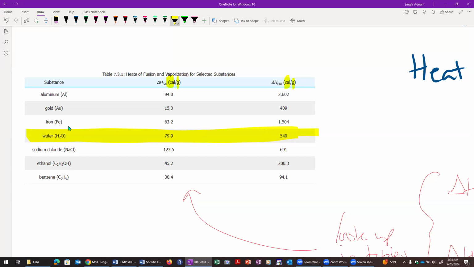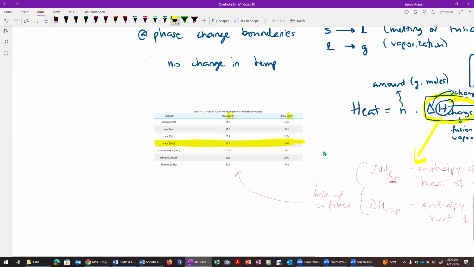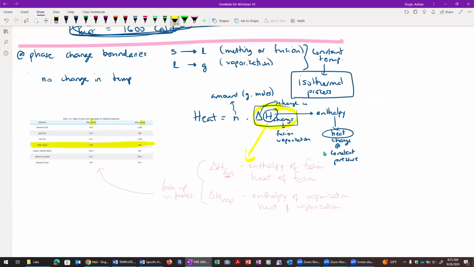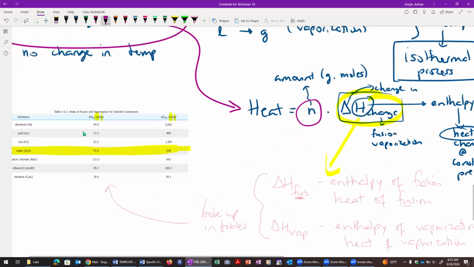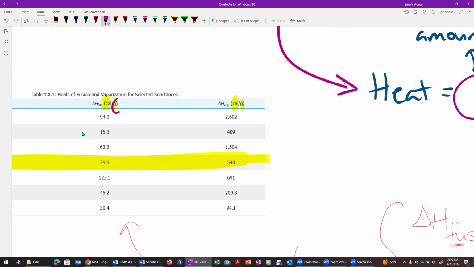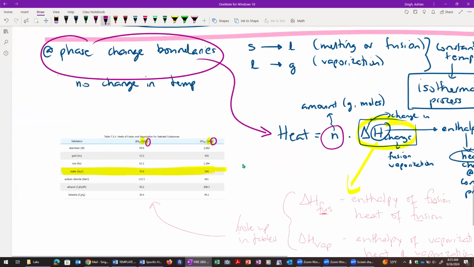That is what those numbers represent. The delta H is just the heat or the enthalpy of fusion or vaporization. And that is what we're going to have to use at those phase change boundaries. Actually, the heat equation gets modified a little bit. We're going to multiply that heat of fusion or heat of vaporization by the amount. And if the heat of vaporization or fusion is given in calories per gram, then our amount should be in grams as well, so the units can cancel out.